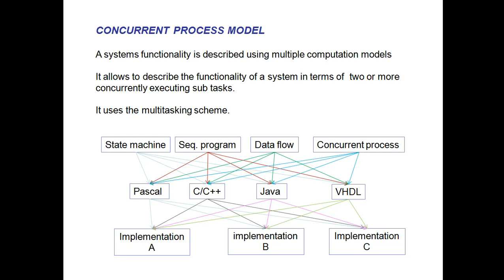So in the case of concurrent process models, a system functionality is described using multiple computation models. It allows us to describe the functionality of a system in terms of two or more concurrently executing subtasks. The whole functionality of the system needs to be described in terms of two or more concurrently executing subtasks. Okay, so let's go to the next slide.